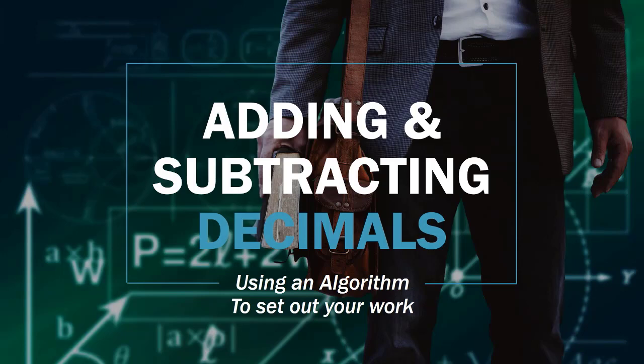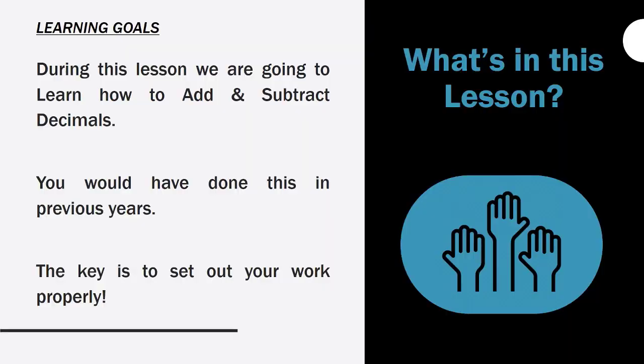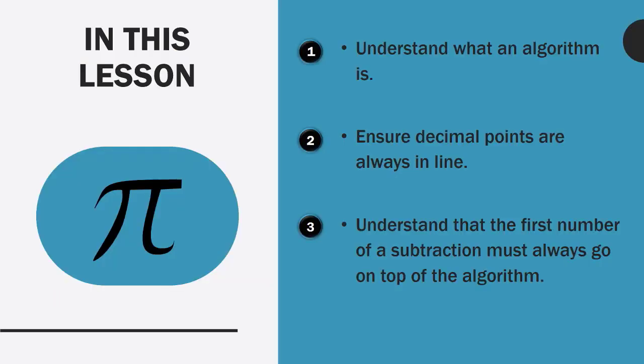So the first question you might have is, what is an algorithm? It's a word that we're going to use a little bit, and you probably heard me use it at some point last term. Our learning goals for today: during this lesson we're going to learn how to add and subtract decimals. You would have done this in previous years. The key here is to set out your work properly. That's the most common mistake that causes errors in this topic.